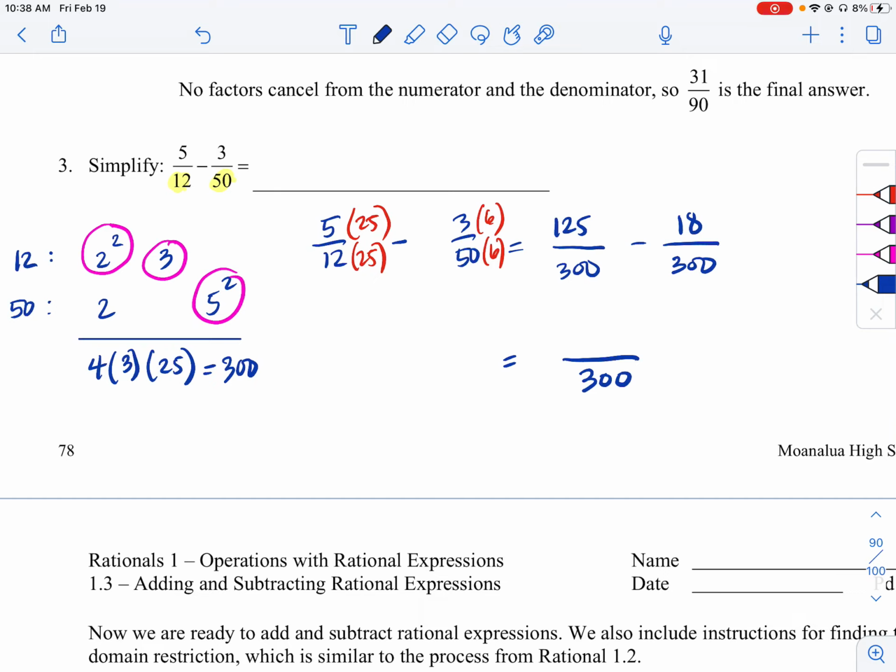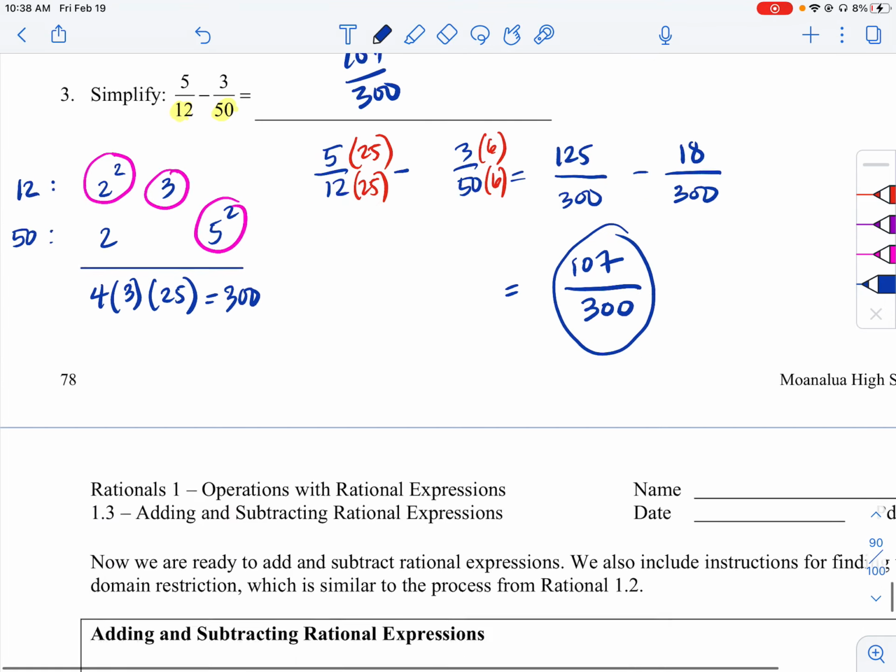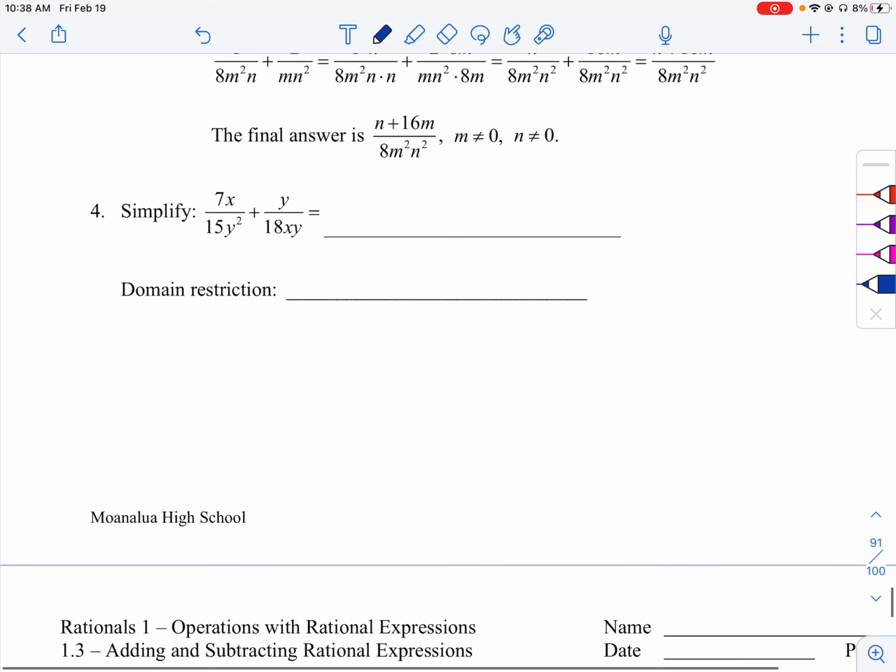Now that they have the same denominator, I can just subtract the top and copy the common denominator. So 125 minus 18 is 107 over 300. There you go. Now let's add letters to it. So what if we have some kind of a letter?